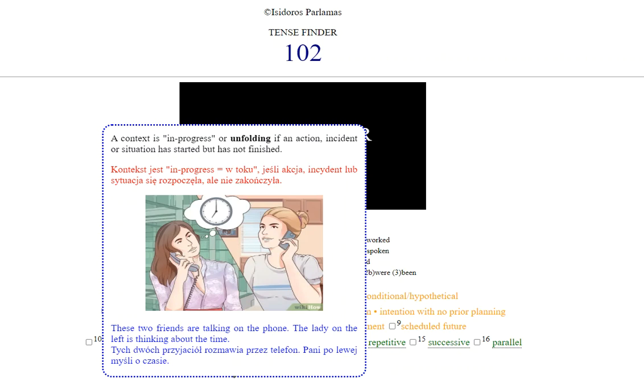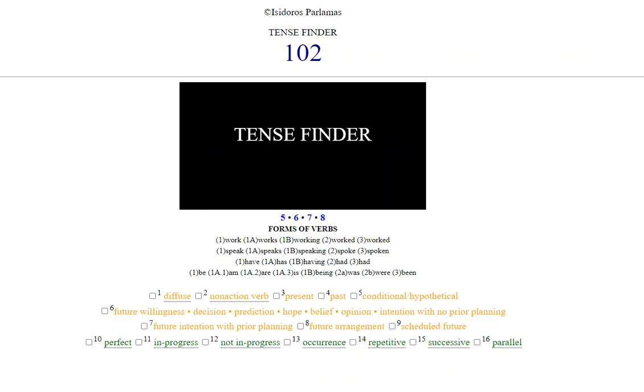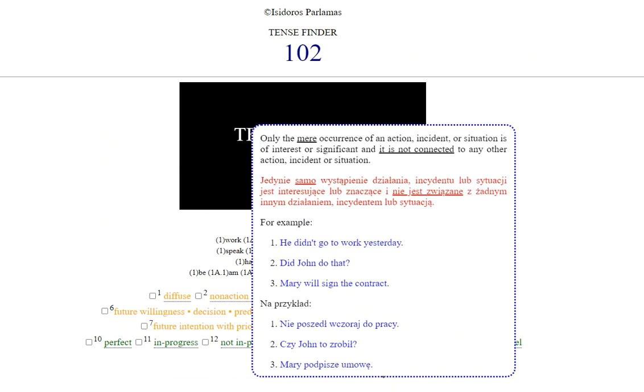You see here, these two friends are talking on the phone, but the lady on the left is also thinking about the time. Not in progress is the opposite. Occurrence, this is very important. Only the mere occurrence of an action, incident, or situation is of interest or significant, and it is not connected to any other action, incident, or situation.